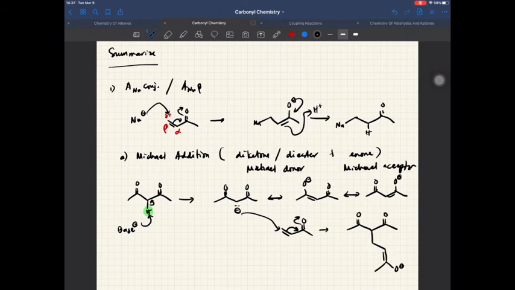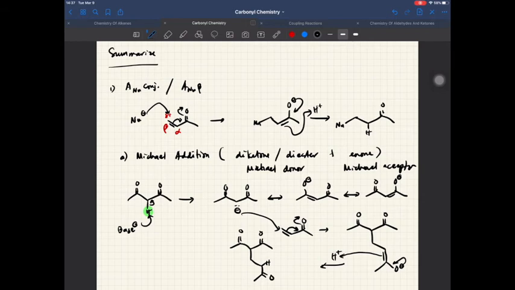Okay, so this product, an enolate, will react with a hydrogen ion source to form the final product of the Michael addition. So we form the Michael product afterwards. The Michael product will be a triketone structure. Okay, so this is the Michael product that is produced by this type of reaction.